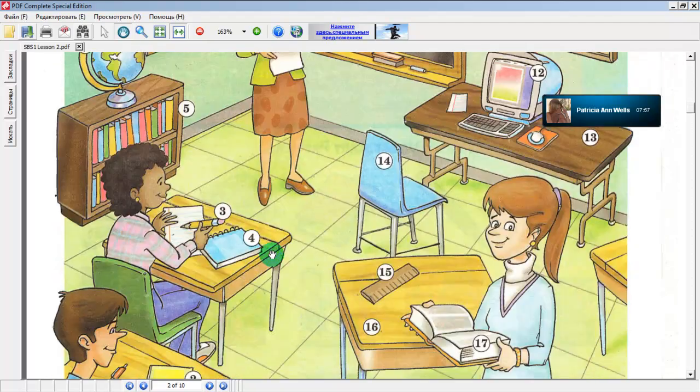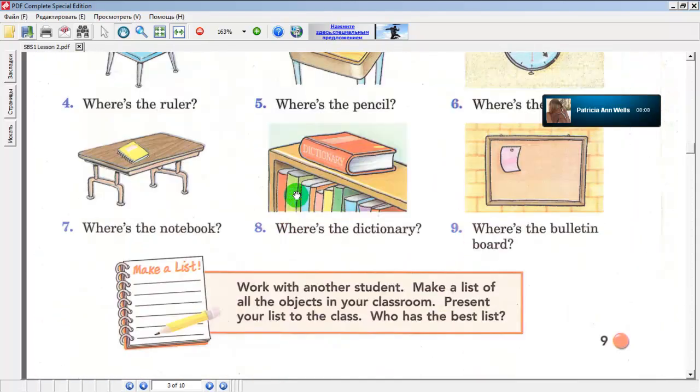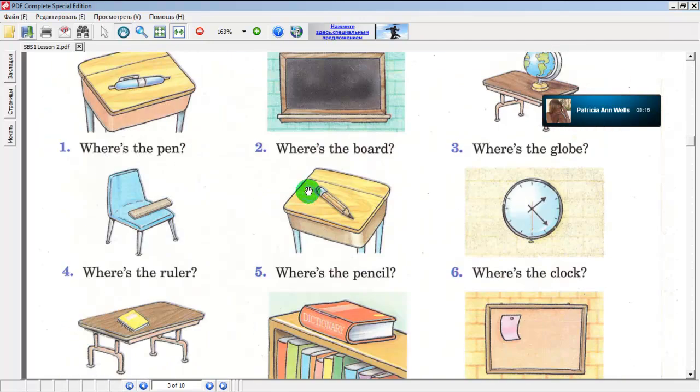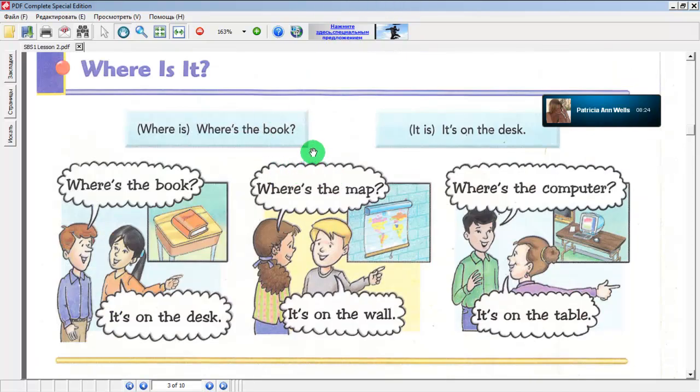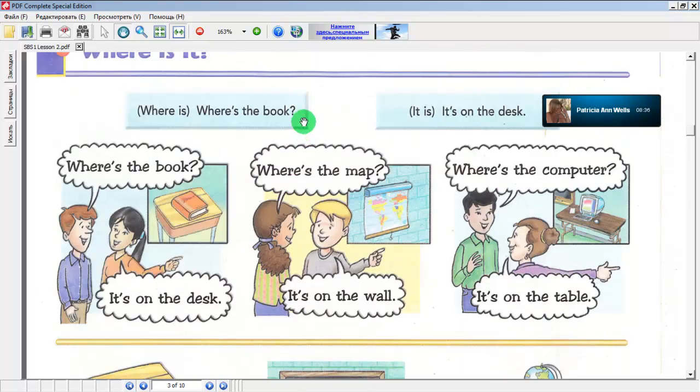Now, let's start reading on page 9. Okay. This time using where is. Where is the book? It's on the desk. Where is the map? It's on the wall. Where is the computer? It's on the table.